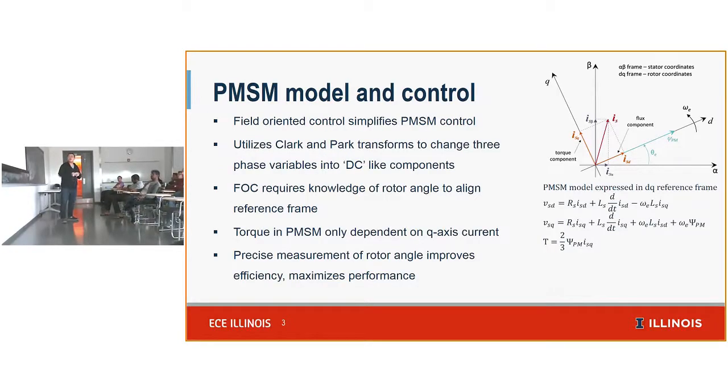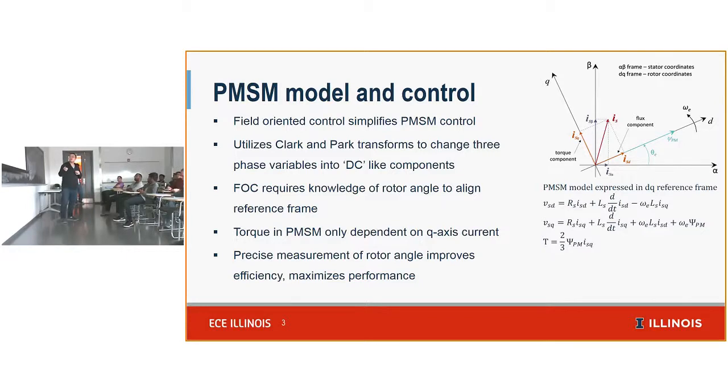So to begin with, the most popular control method for permanent magnet synchronous motors is the field-oriented control. And the main reason for this is it simplifies the control of this PMSM greatly. So it utilizes the Clarke and Park transform to change three-phase variables into DC-like components. And on this diagram over here, you can see that after the Clarke and Park transform, what you get is a D-axis and a Q-axis, with the D-axis aligned to the rotor flux.